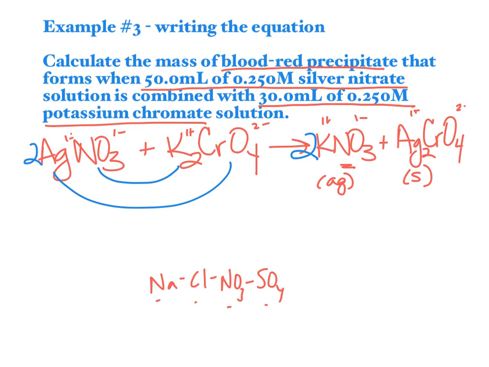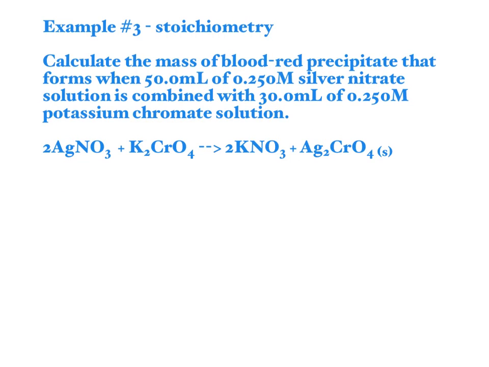Okay, let's do the Stoich on this. Next page. There we go. So we're trying to figure out what happens when we mix these 2 solutions together. So we've got information about the silver nitrate solution, 50 mL, and 0.250 molar of the silver nitrate. And then I have information about the other solution, 30 mL of 0.250, same concentration, molar potassium chromate solution.